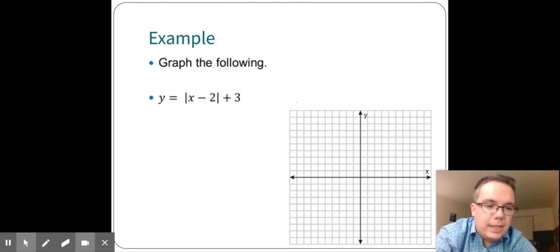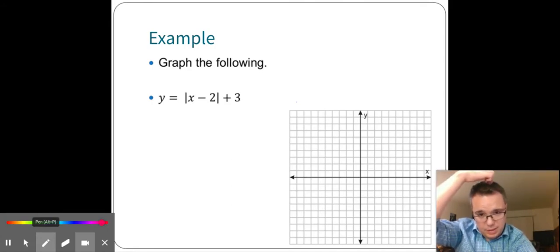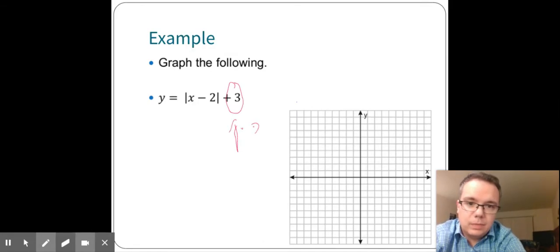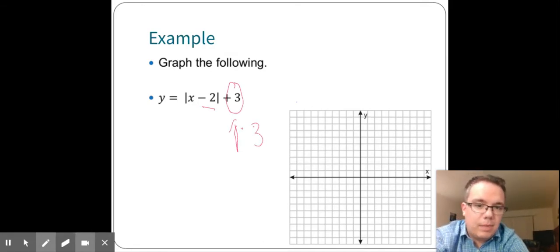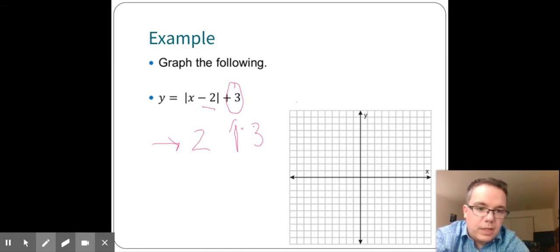All right, let's do one example where we do both. We have the absolute value of x minus 2 plus 3. This plus 3 moves us up 3. And this minus 2 inside, remember, is going to move us in the positive direction 2, so we're actually going to move to the right 2. So we move our 0, 0 to the right 2 and up 3. This is going to be our new starting spot. Then we go up 1 over 1 in each direction a couple times, and we make our V.